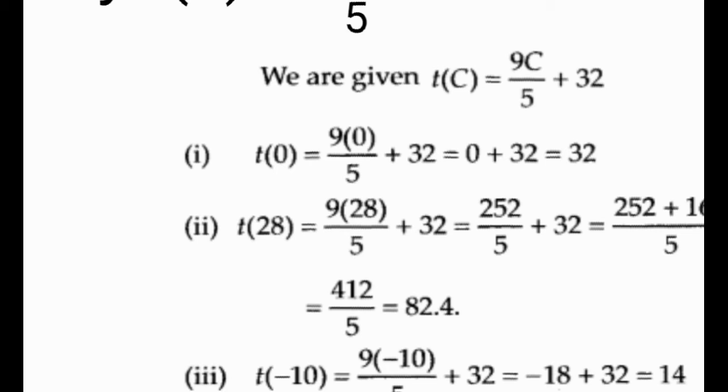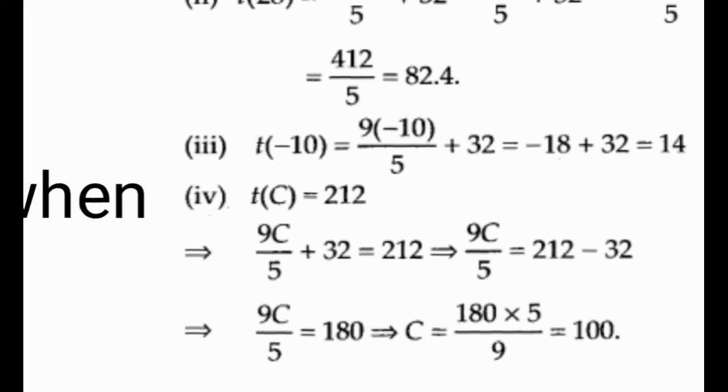The given function is T of C equal to 9C divided by 5 plus 32. So T of 0: replace C with 0, 9 multiplied by 0 divided by 5 plus 32. Any number multiplied by 0 is 0, and 0 divided by anything is 0. Plus 32 equals 32. Second one, T of 28. Substitute C equal to 28, we get the answer 82.4.